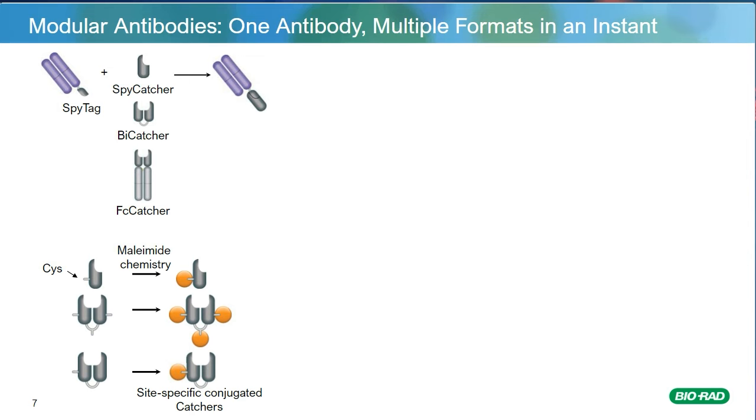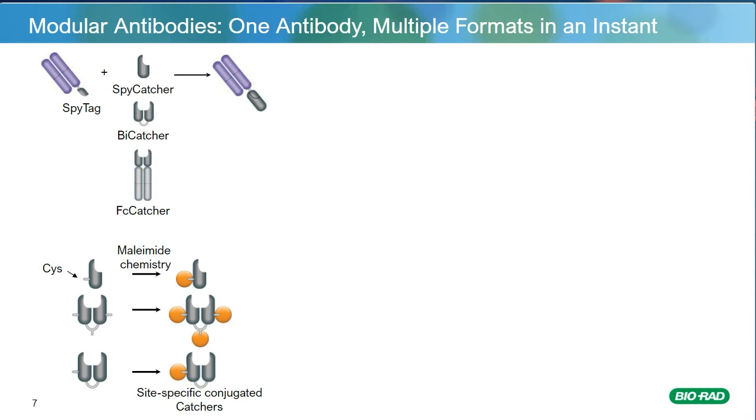One of the great advantages of the SpyTag technology is that coupling of SpyTag to SpyCatcher is based on a protein-protein interaction. As I mentioned before, a small SpyTag is expressed on our Fabs, and this can be coupled with a range of different SpyCatchers that we have available. The reaction is fast, quantitative, and incredibly specific, creating an irreversible isopeptide bond between the tag and the catcher domain. We're able to offer SpyCatchers for monovalent formats, SpyCatchers for bivalent formats, and FC catchers for Ig-like molecules. The FCs that we have available are human, rabbit, and mouse species.